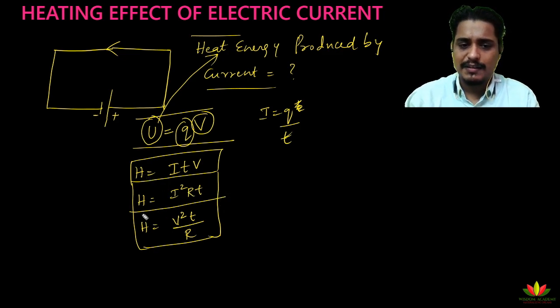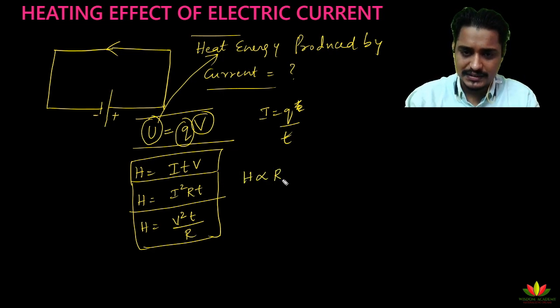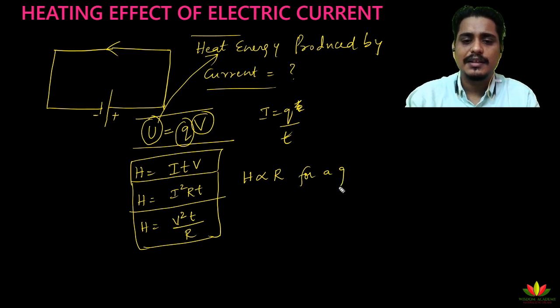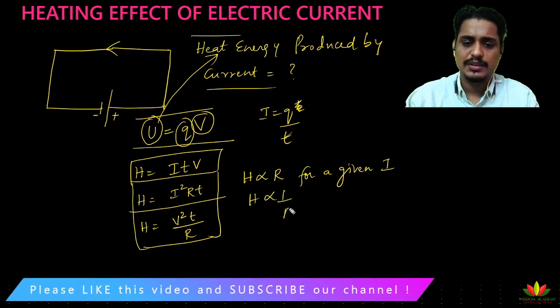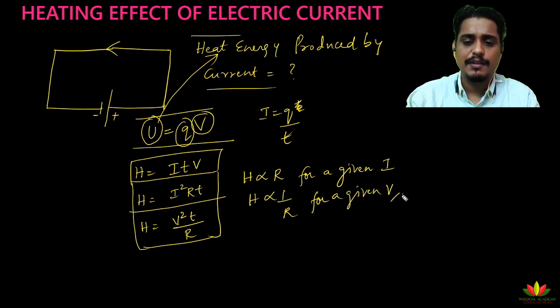Now someone can ask, sir, in this expression, heat energy is proportional to resistance, but in this expression, heat energy is inversely proportional to resistance, which is true? Both are true. Heat is proportional to resistance for a given current. Heat is inversely proportional to resistance for a given potential. But for a given current, heat will be proportional to resistance.